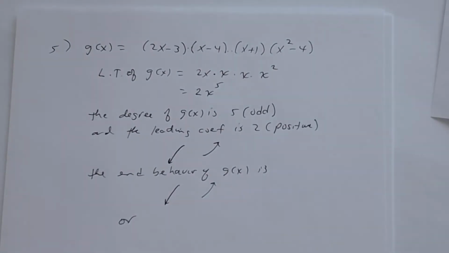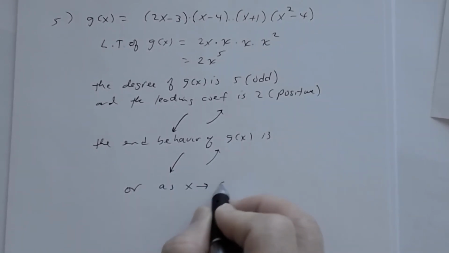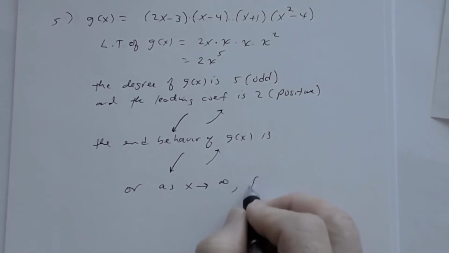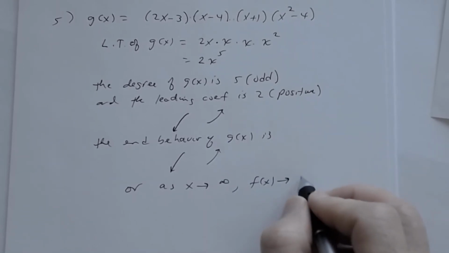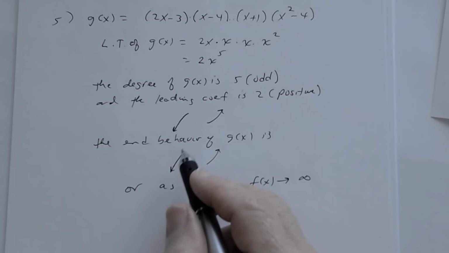Also, you need to know how to write it the other way. That means as x approaches infinity, meaning the right side, what are your y values doing? Well, the y values are getting more positive. On the left side, it's pointing down.